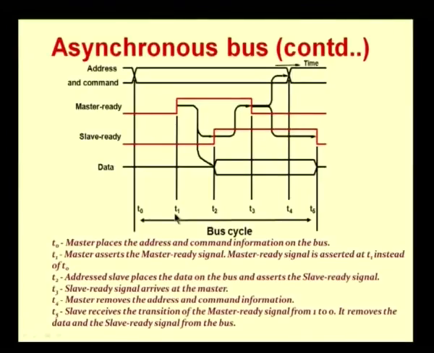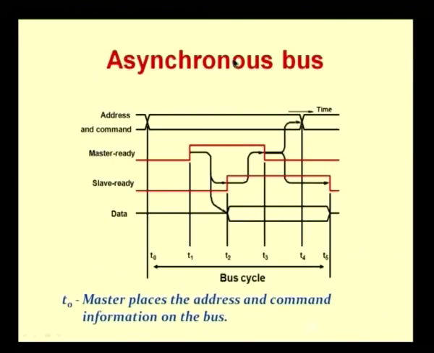So, let us look at how the entire series of operations will take place using the master ready signal and the slave ready signal. In addition to these, remember what we have are the address and command lines and the data lines. So, we need to understand how address and command is handled with respect to the master and slave ready signals. So, we will look at that.